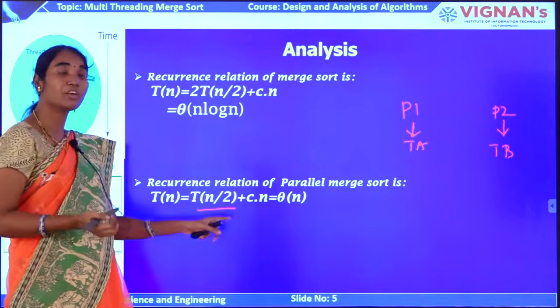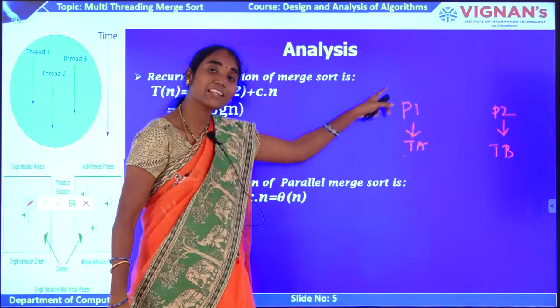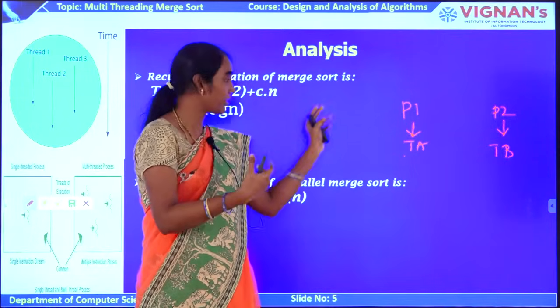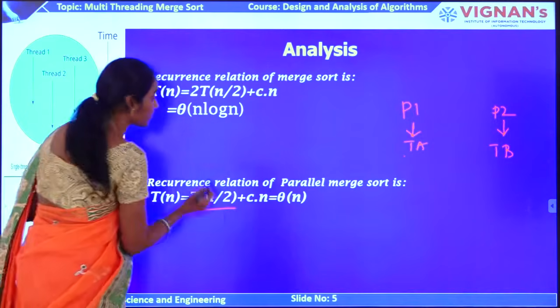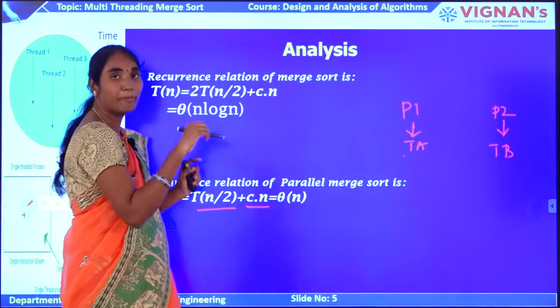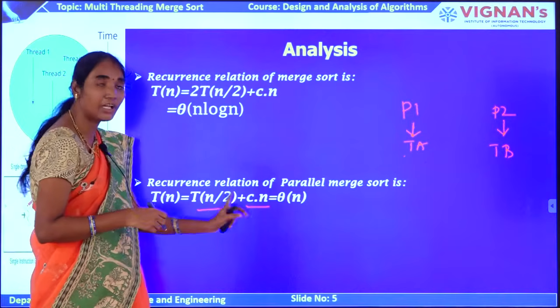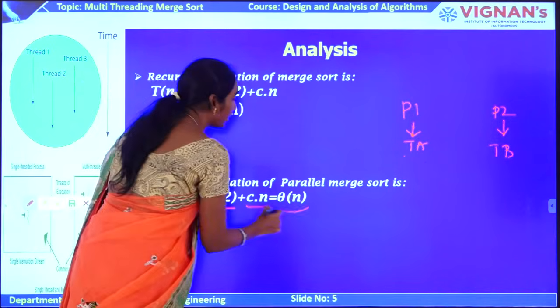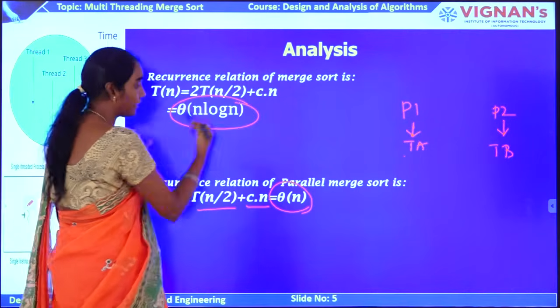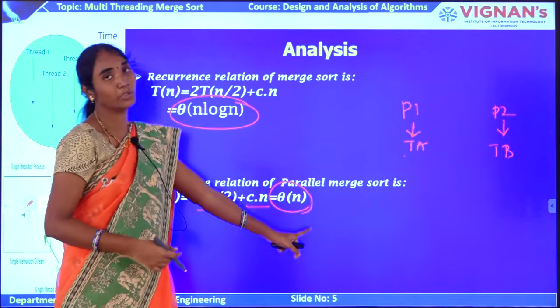Why is it n by 2? Only half list, right? Here thread A is nothing but half list, thread B is also half list, and parallelly they are executing within the same time. That's why it is T of n by 2, and Cn is for merging. So finally when I am solving this by using the substitution method, I am getting theta of n, whereas previously it is theta of n log n. Now it is reduced to theta of n.